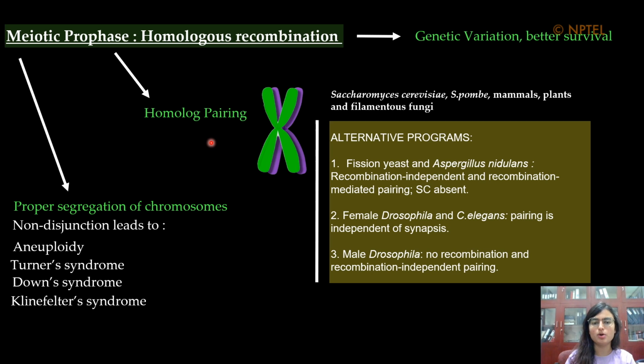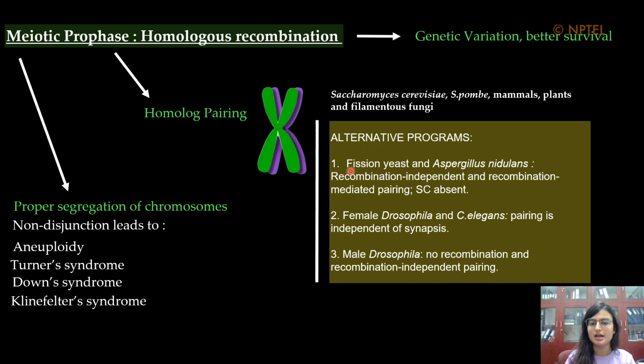The third very important aspect is that homologous recombination in the canonical meiotic program leads to homolog pairing. In Saccharomyces cerevisiae, S. pombe, mammals, plants, and filamentous fungi, homologous recombination is absolutely essential to facilitate the homolog pairing. However, this is a general rule, but there are alternative programs.